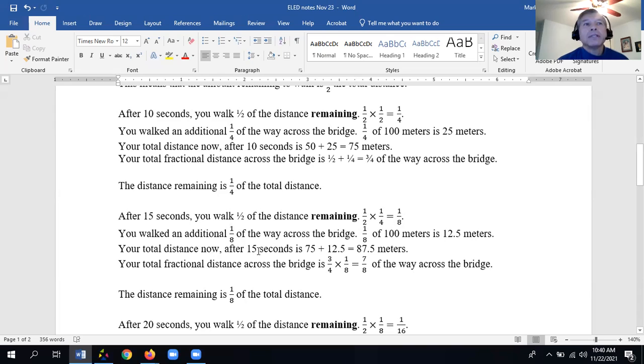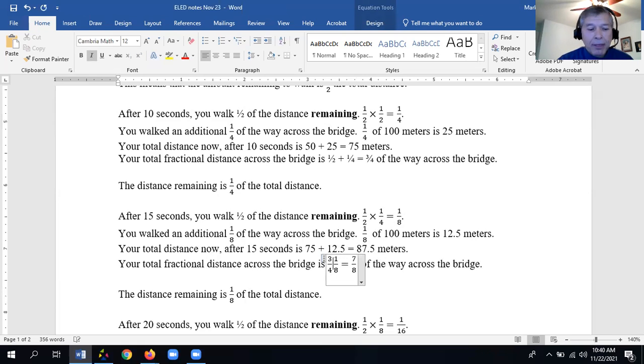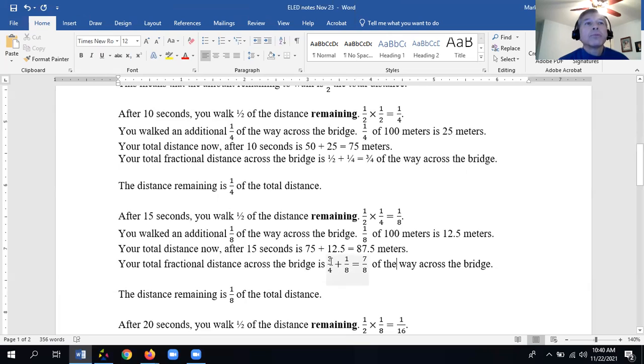So your total distance now is the 75 meters that you already walked plus another 12.5 meters takes you up to 87.5 meters. Or your total fractional distance across the bridge is 3/4 times an eighth. And actually that should be 3/4 plus an eighth, because you already walked 3/4 of the way across the bridge, plus you walked an additional 1/8 across the bridge. That gives you a total distance across the bridge of 7/8 the way across the bridge.